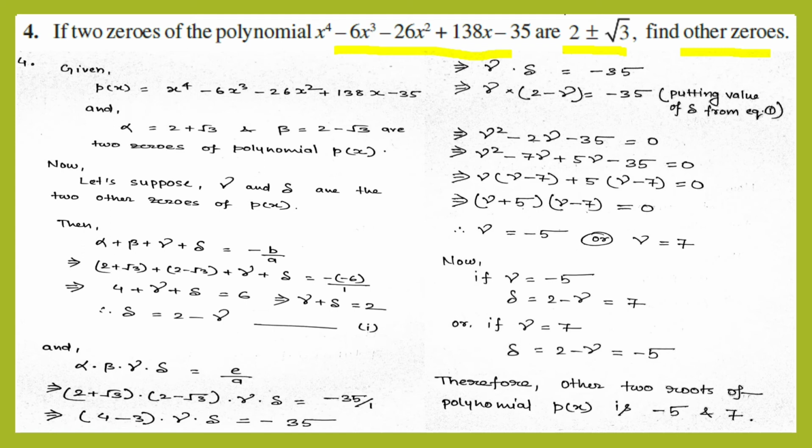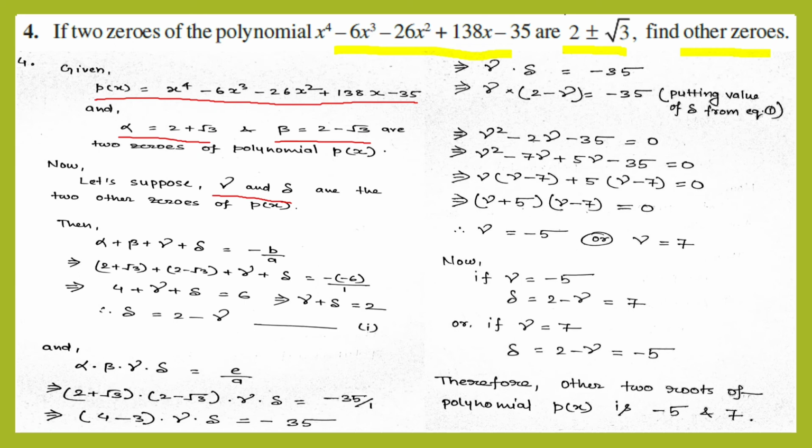Let's say p of x is the given polynomial and alpha and beta are the two given roots of this quartic polynomial. Therefore, we can write p of x equal to x to the power 4 minus 6x cube minus 26x square plus 138x minus 35. Alpha equal to 2 plus root 3, beta equal to 2 minus root 3. Gamma and delta are the other roots of this polynomial.